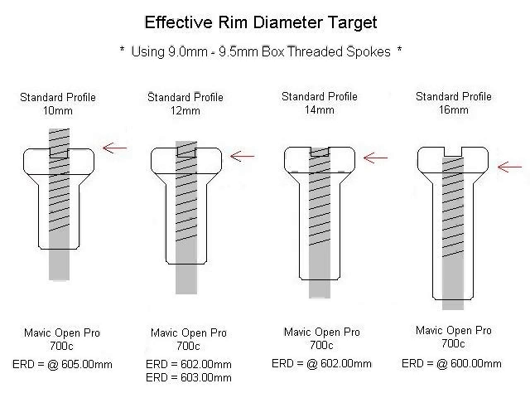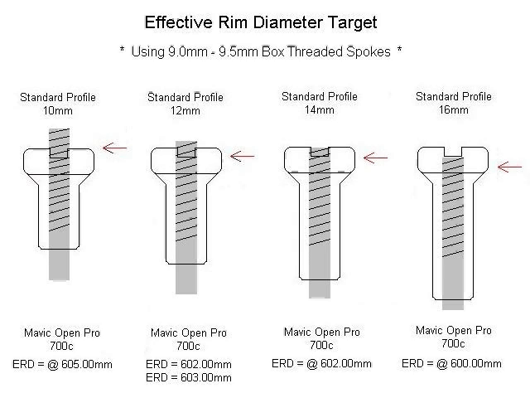With a Mavic Open Pro 700C road rim, aiming for the top of a 10 millimeter standard profile nipple, as shown there, my effective rim diameter is going to be about 605 millimeters. And I'm sure you've heard that number elsewhere before. However, if I switch to a standard profile 12 millimeter nipple, now I'm having to aim a little lower because the spoke doesn't go as high, and therefore I have to drop my target down a little bit to maintain that 1 or 2 millimeter overhead. When I do that, my effective rim diameter now is closer to 602, 603 millimeters.